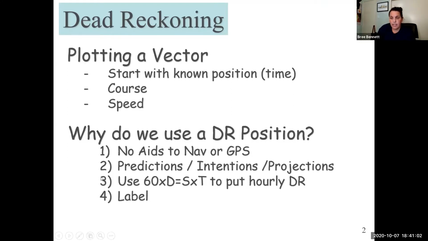And then we always want to label that DR position correctly, and that's that half circle, and then the time is at an angle, so that we know that it's not an exact position. We got it just by using those three things. We didn't get it from GPS, we didn't get it from a visual bearing, from the radar, from whatever else things. The only thing that we put into this was our course and our speed. So we always want to label it so that anyone who looks at the chart knows that that's a DR position and not some other kind of fix. Okay. Oh, there's our label.